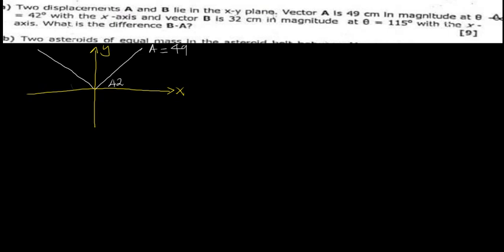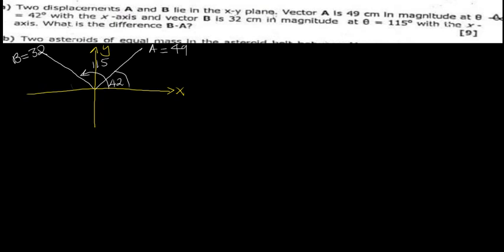So the first thing is we need just to see what the information is talking about. We've been told that vector A, what is the angle? It is 42. We know 42 is in the first quadrant, so this is where it is. This is vector A, and vector A has a magnitude of 49 centimeters. Then vector B has an angle of 115. 115 is in the second quadrant, so 115 is up to here. And then the magnitude for B they've told us is 32 centimeters. Now what we want to find is B minus A.